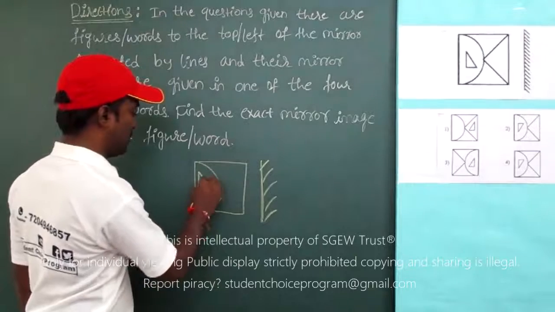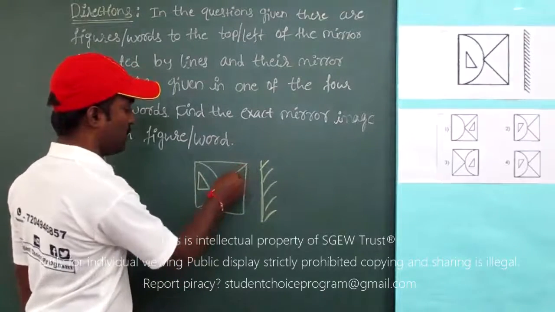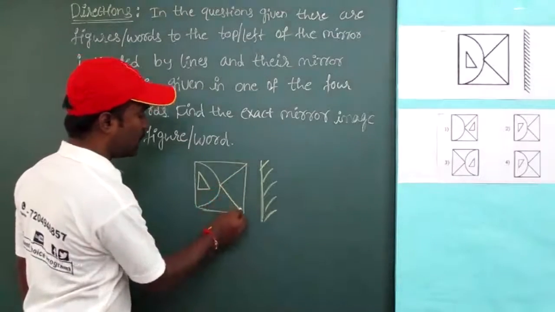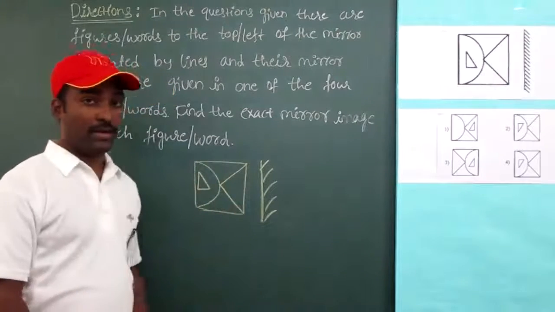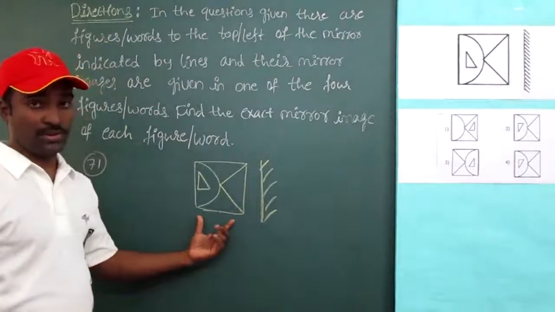and this contains a curve or right angle triangle and a triangle. Okay, so this is the given figure. Now you should find the mirror image of this figure.